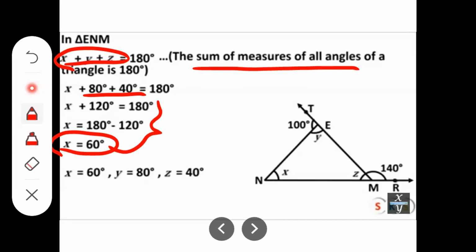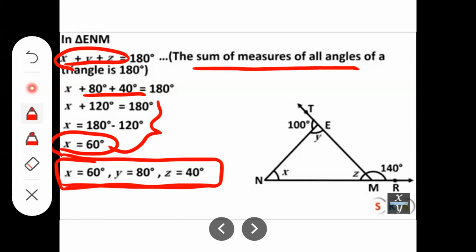So all the values here I have written: x equal to 60 degree, y equal to 80 degree, and z equal to 40 degree. The closing statement, the last values, always write it together.